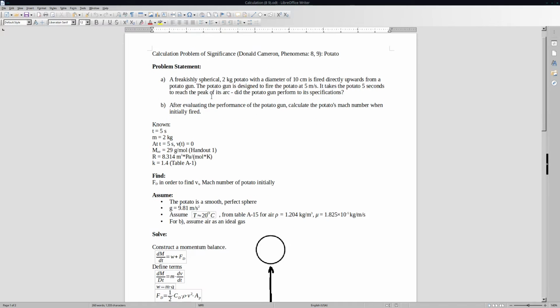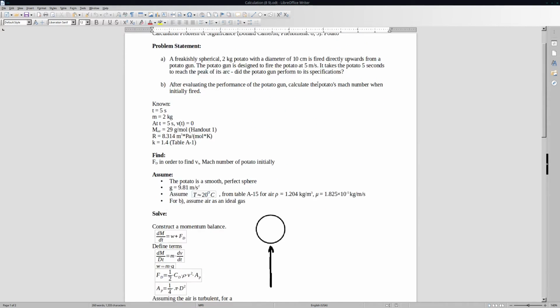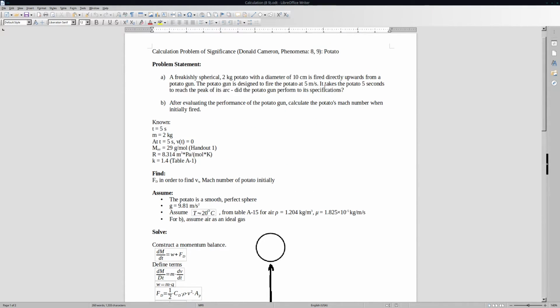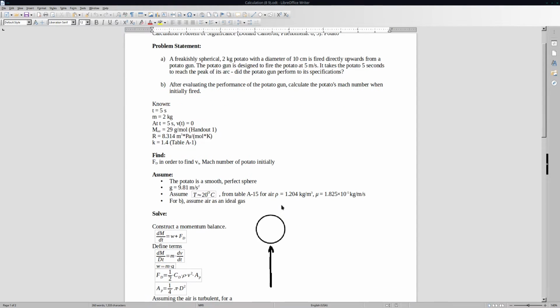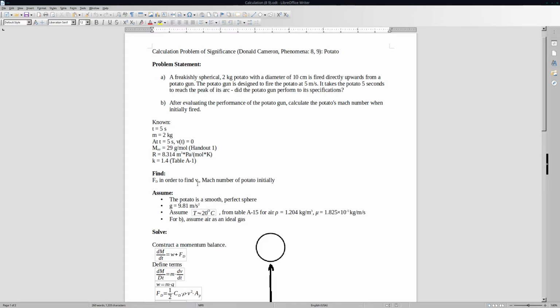This problem is going to cover concepts 8 and 9, so that is external fluid flow, drag, and compressible flow. So we've got a potato firing upwards from a potato gun, and we're tasked to find the initial velocity and the Mach number of the potato at that initial velocity. We can take all of our known properties from this problem description.